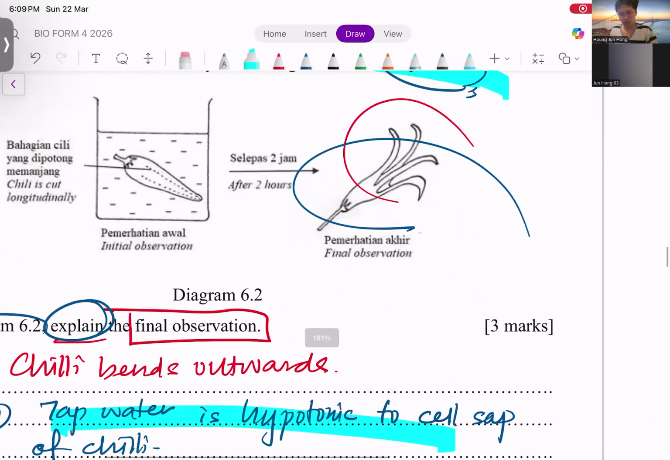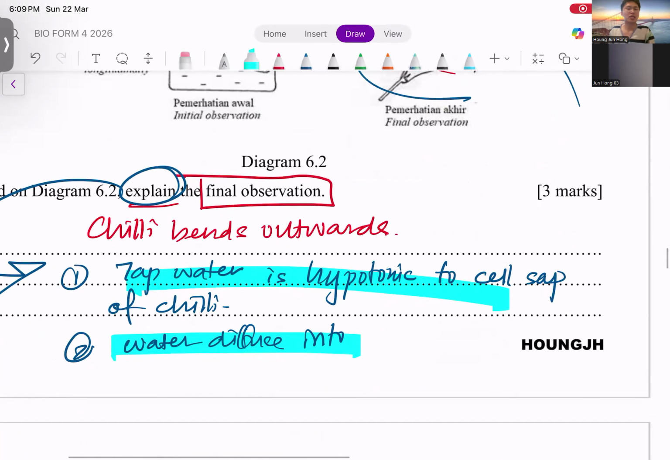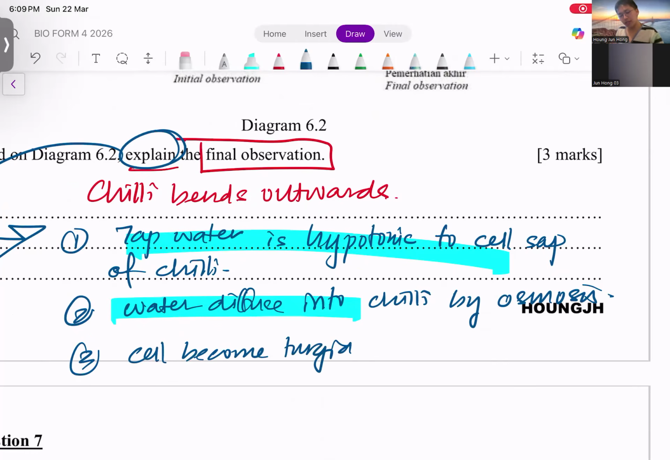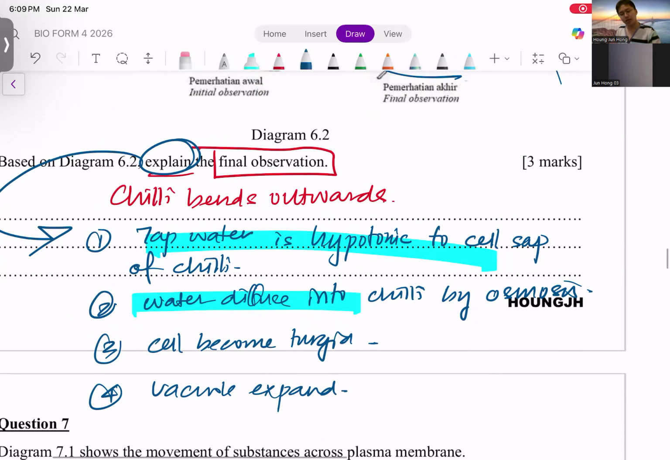In this case, if you know it's tap water, you should still put the answer: water diffuses into the chili by osmosis. Right? And some typical examples, cells become turgid, things like that. This is some of the extra answer they've given here. They even talk about the vacuole expanding. Yeah, sure, but basically just follow the typical template.